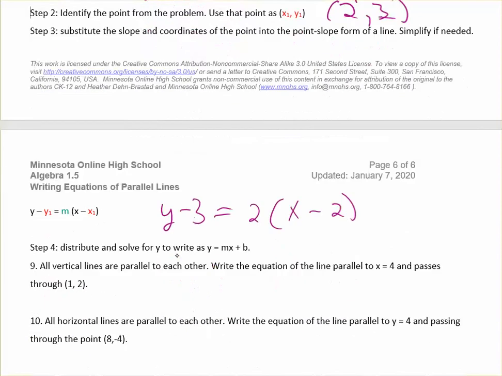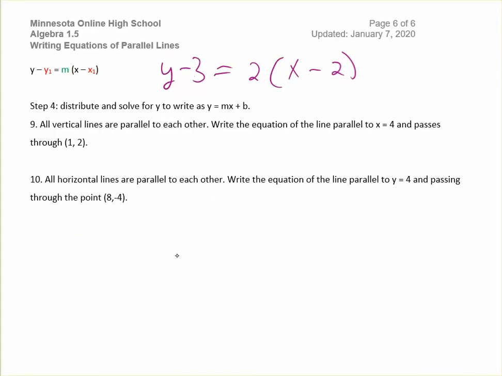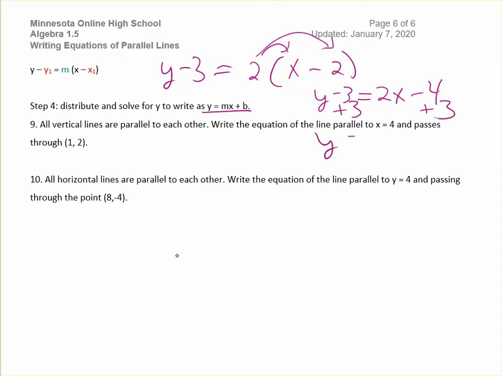Now we're not done because in this problem they ask us to write it in y equals mx plus b form, and it's not yet. So we are going to distribute the 2. So we would have y minus 3 equals 2x, 2 times negative 2 would be minus 4. And then we still have to add the 3 to both sides. And we would get minus 4 plus 3 would be minus 1.